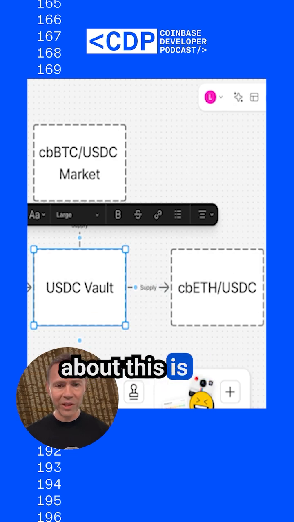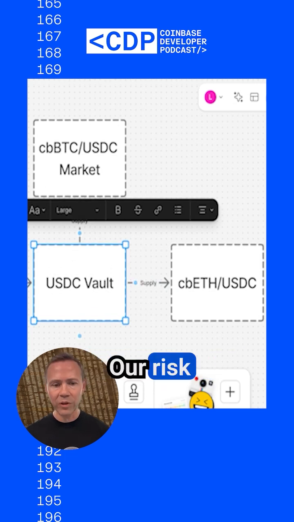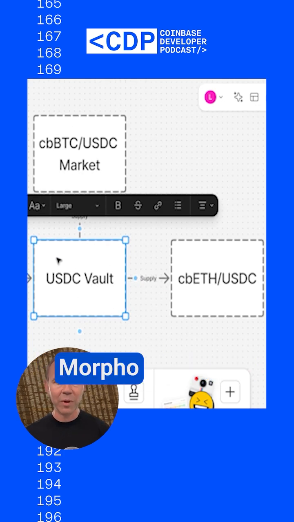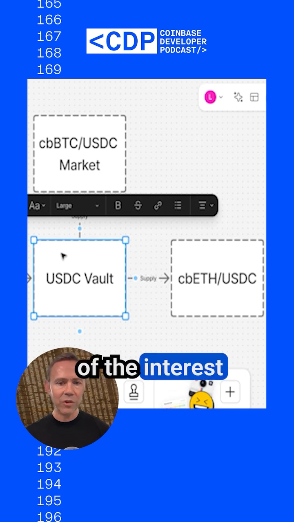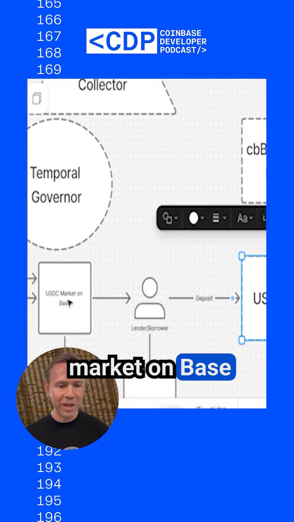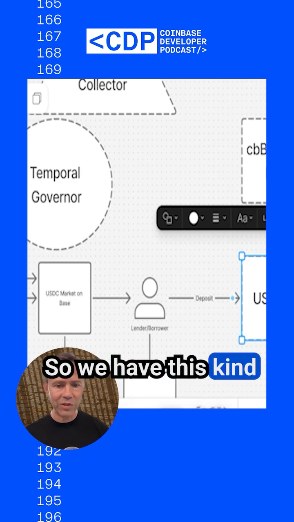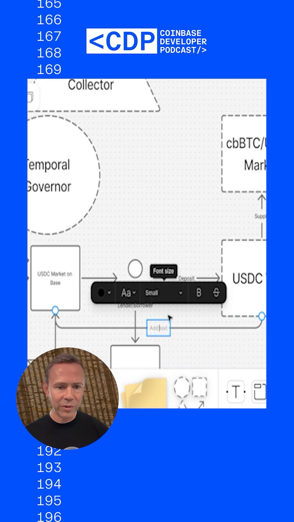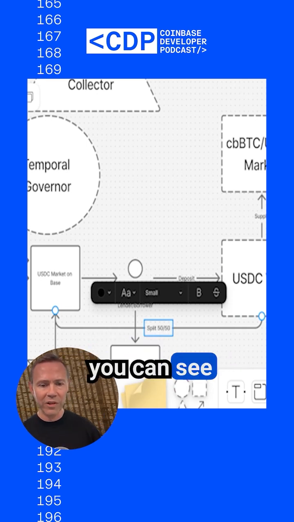What's really cool about this is that we earn a performance fee. Our risk curator does, and we also share that as a Moonwell protocol. So you might ask, why does Moonwell want to supply into Morpho markets? It's because 15% of the interest earned by vault curators gets sent back into this USDC market on Base as extra protocol revenue. So we have this kind of fee splitter contract where every time, I think the risk curator, let's just call this split 50-50. You can see the contract on chain.